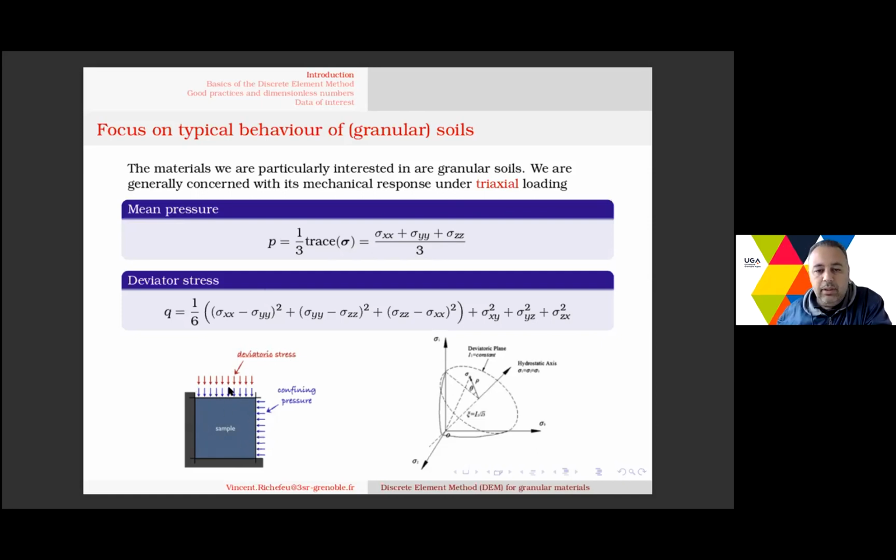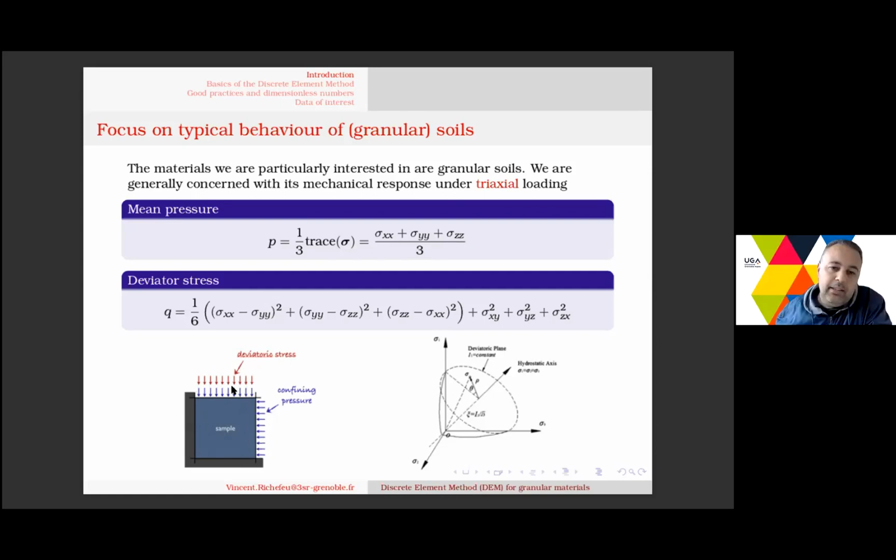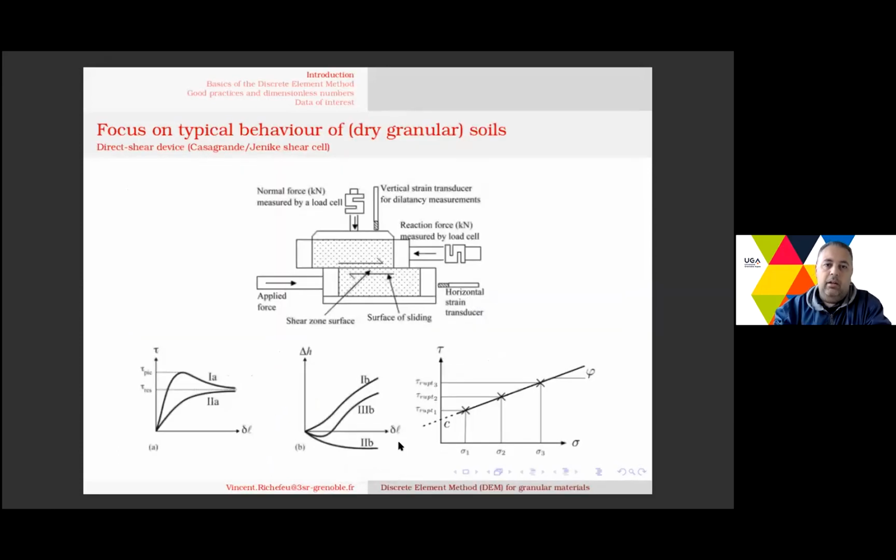And the deviatoric stress is the increment of stress on the top. But in practice, this is not fully true because we've got a lot of heterogeneities inside the sample. But most of the time, we consider this. Still, for focusing on the typical behavior of granular material, I've seen that Jean Welsh talked about this, and maybe Parang also.